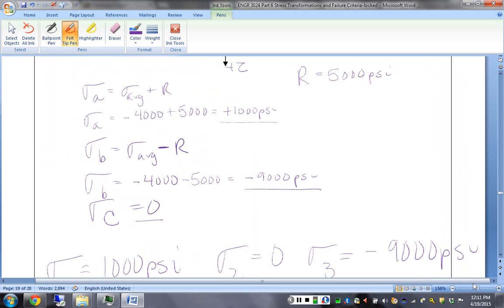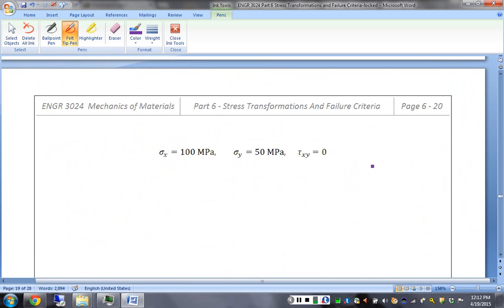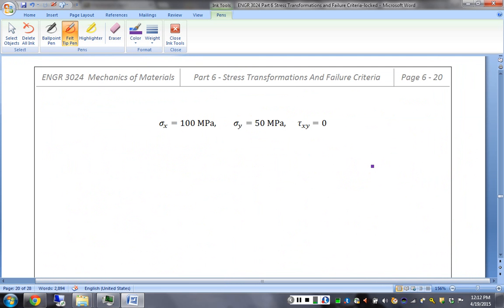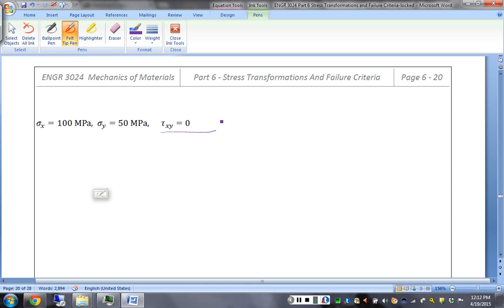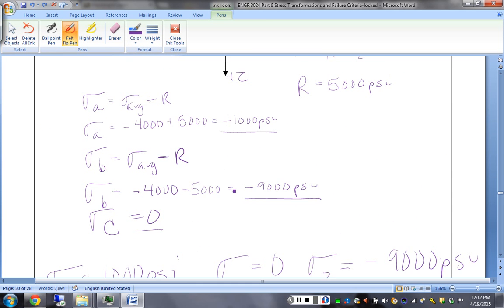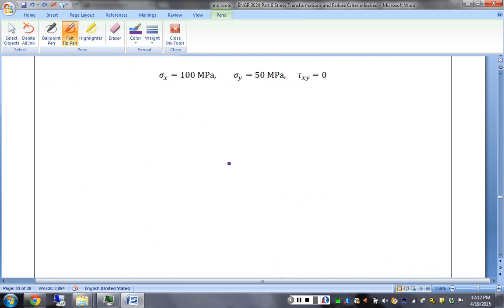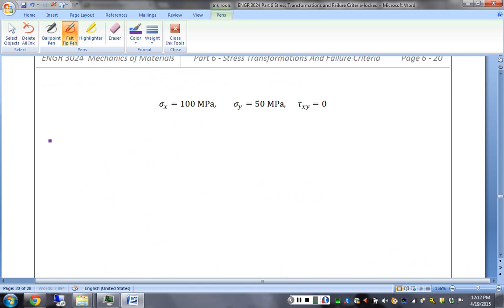Alright, looking at another example that will go through the same process. This time our arbitrary stress state is: stress in the x direction is 100 megapascal. We have stress in the y direction of positive 50, and we have no shear stress, tau equals 0.